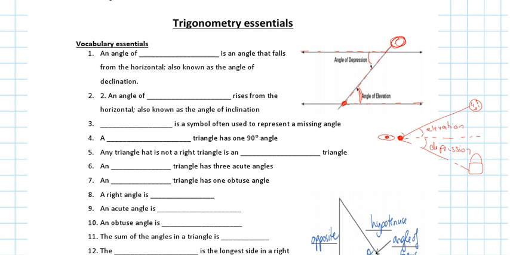So an angle of depression is an angle that falls from the horizontal, also known as the angle of declination. And an angle of elevation rises from the horizontal, also known as the angle of inclination.